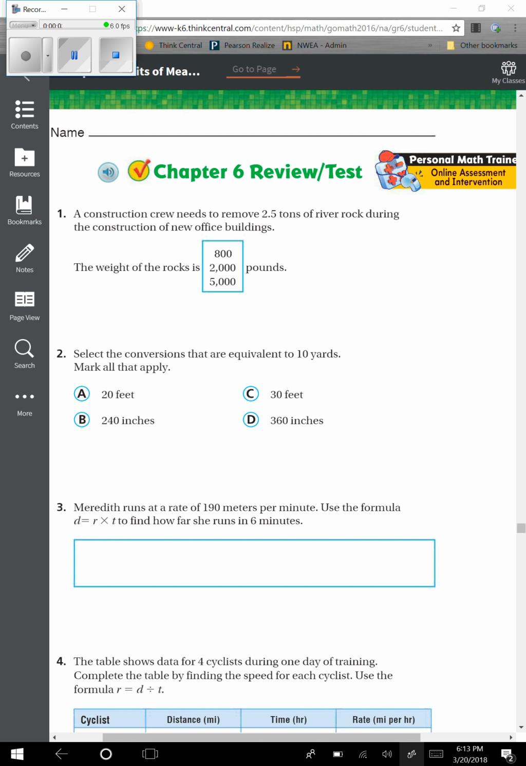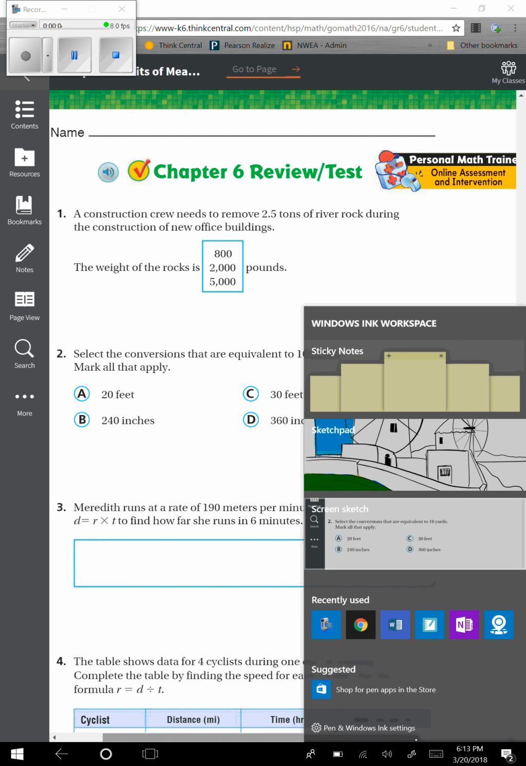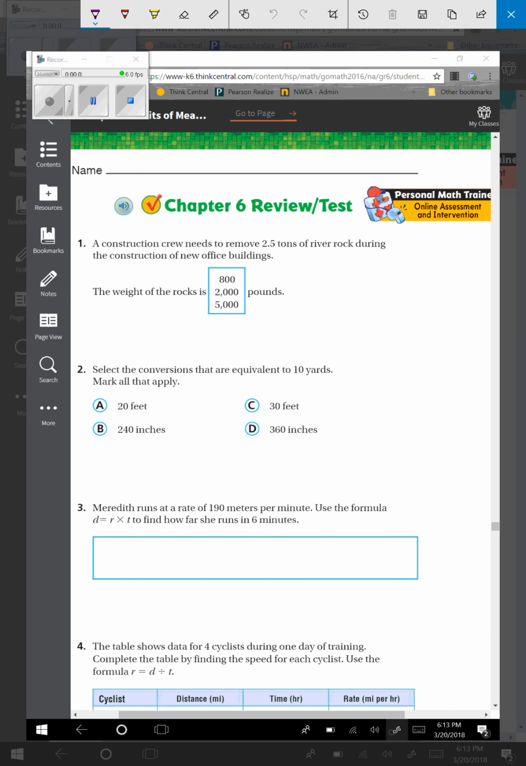Chapter 6 Test Review. Number 1, a construction crew needs to remove 2.5 tons of river rock during the construction of new office buildings. The weight of the rocks is blank pounds. So 2.5 tons, and we need to turn that into pounds. So you need to know that 1 ton equals 2,000 pounds.